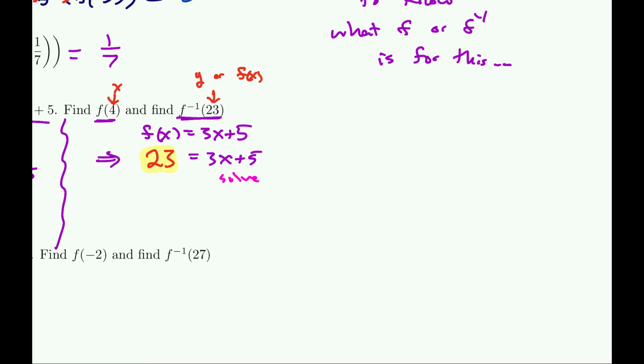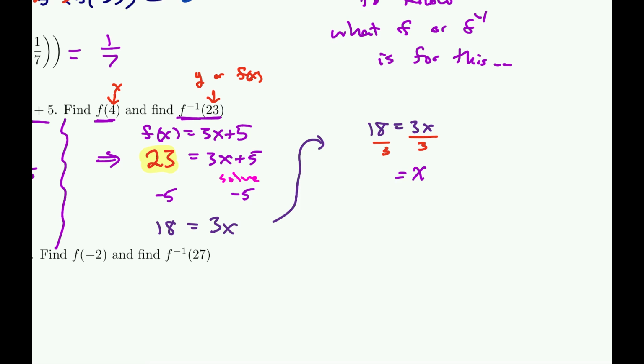Now, how much algebra? Well, it depends on the problem, right? We got 23 equals 3x plus 5. So to solve this, you would subtract 5 from both sides. If you do that, you're going to end up with 23 minus 5 is 18. So 18 equals 3x. And then you would divide by 3. And you would end up with x equals 6, right? And so what does that mean? It means that f inverse of 23 equals 6.